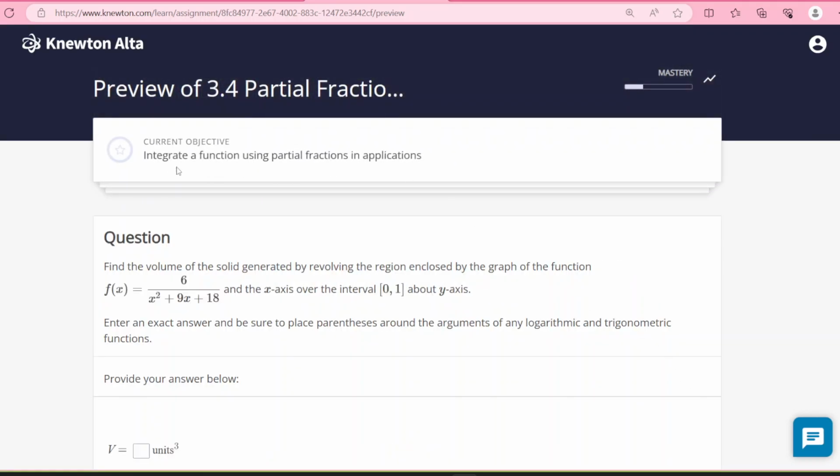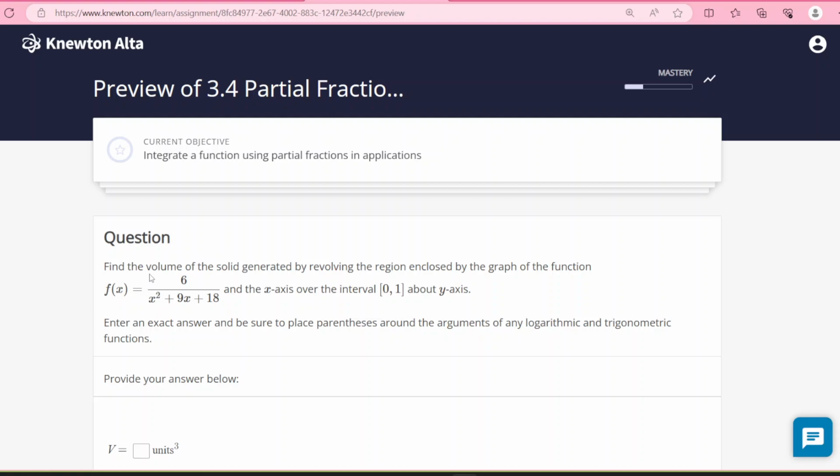All right, so here, integrate a function using partial fractions in applications. So this is your volume of a solid of revolution, area between two curves, arc length, surface area of revolution, that kind of stuff that we saw in all the chapter 2 sections. So they're bringing those back here, and the integrals that get set up here should be able to be done through this method of partial fraction decomposition, or just partial fractions.